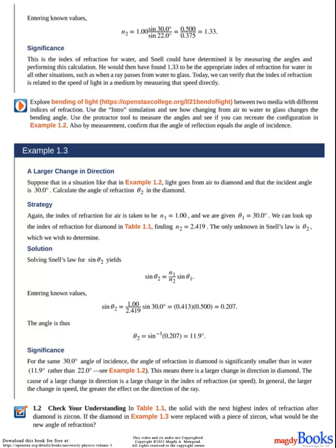Significance. This is the index of refraction for water, and Snell could have determined it by measuring the angles and performing this calculation. He would then have found 1.33 to be the appropriate index of refraction for water in all other situations, such as when a ray passes from water to glass. Today, we can verify that the index of refraction is related to the speed of light in a medium by measuring that speed directly. Explore bending of light.